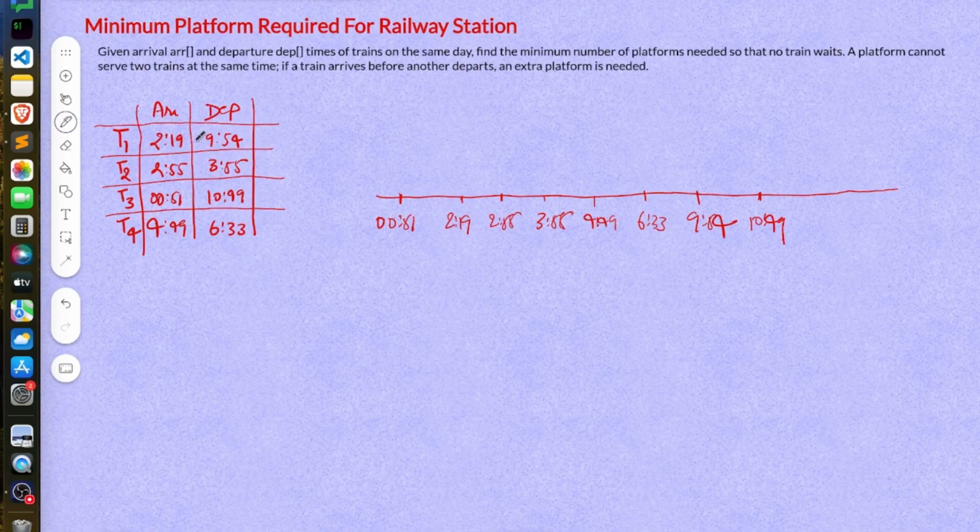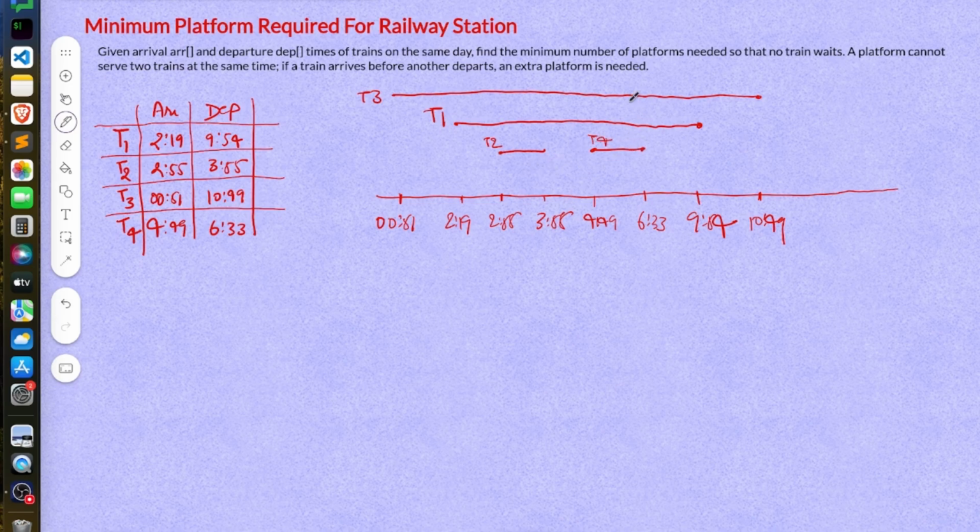So from 2:19 to 9:54 you have T1. From 2:55 to 3:55 you have T2. From 12:51 to 10:49, the maximum duration, this is T3. And the last one, T4, from 4:49 to 6:33. So in between this timeline you have T4.